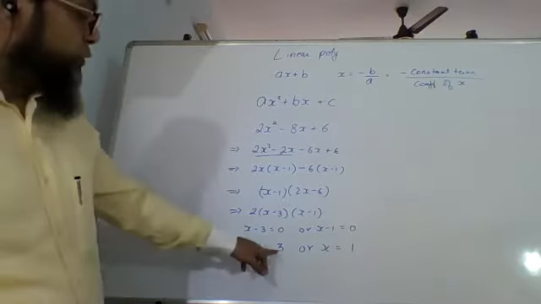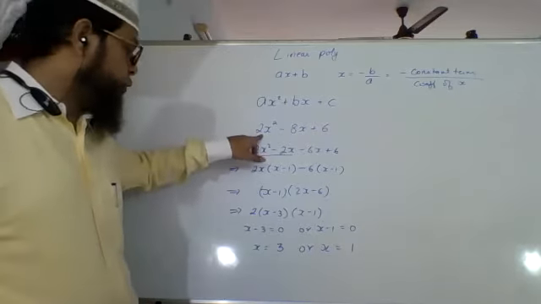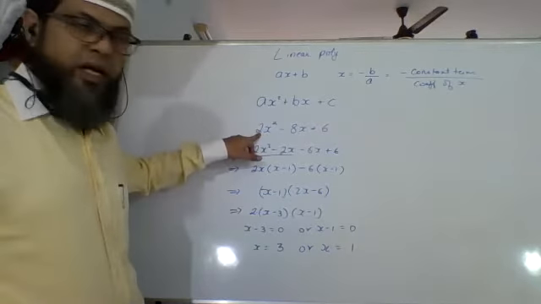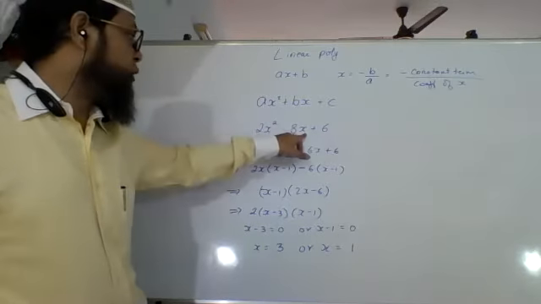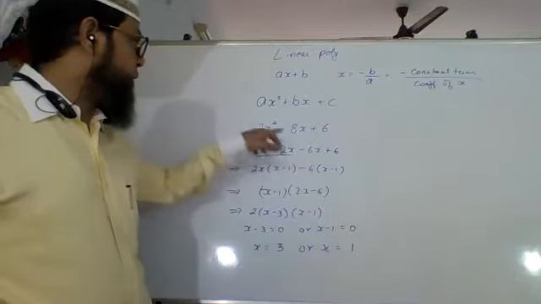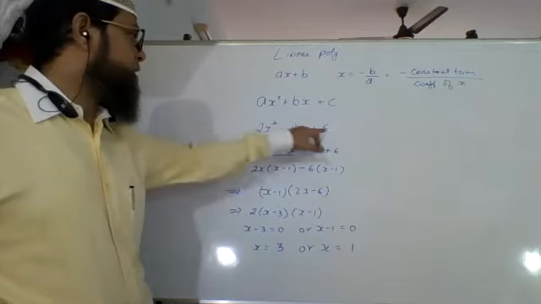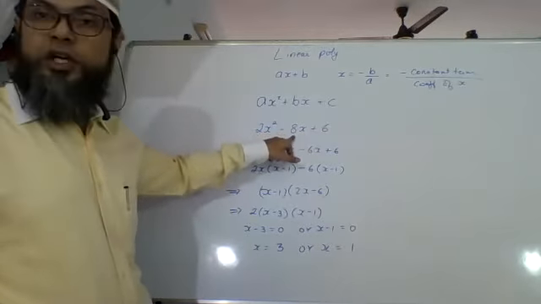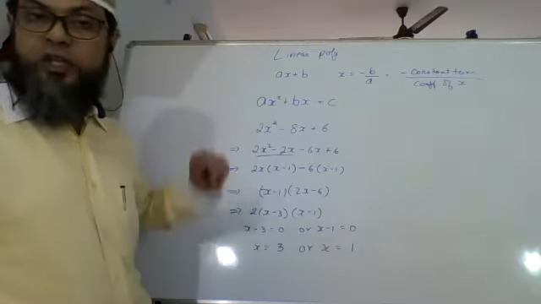Now you can check that if you put these values over here, you will get 0. 2 into 3 square. What is 3 square? 9. 9 into 2, 18. Correct? 18 plus 6, 24. And 8 into 3, 24. 24 minus 24 will be 0. Similarly, put 1. 2 into 1 square. 1 square is 1. 2 into 1 is 2. 2 plus 6, 8. And here 8 into 1 is 8, minus 8. 8 minus 8 is also 0. So we are getting the values 0. So these are the zeros of this polynomial.